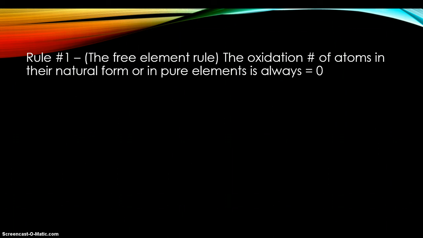Or if it has bonded to itself, then it's a non-polar bond, so there's no shifting of electrons. So we say that the oxidation number is 0 because there's no movement of electrons. Remember, oxidation numbers are meant to describe the movement of electrons. So there's 0 movement. So that's rule 1. And again, rule 1, very rarely will you have to use that one because most atoms are bonded.